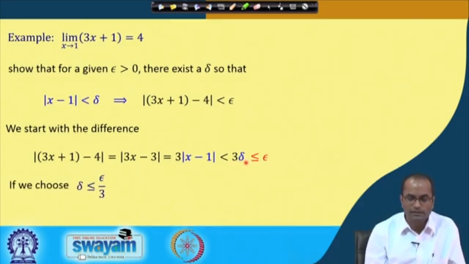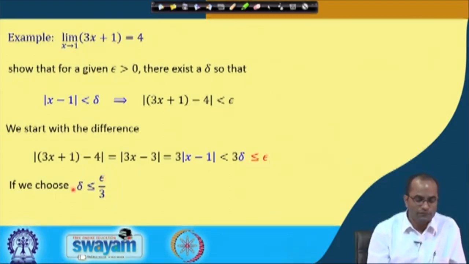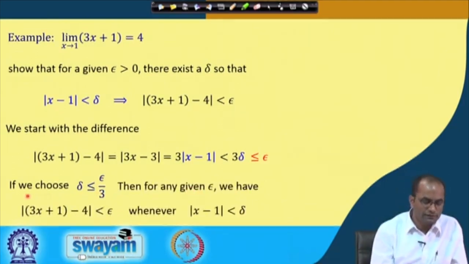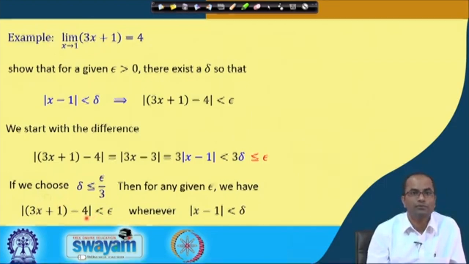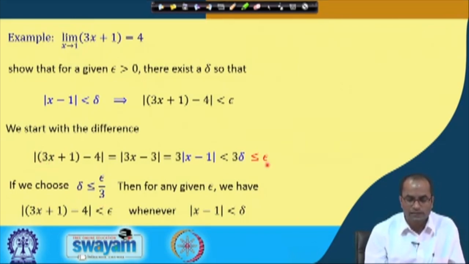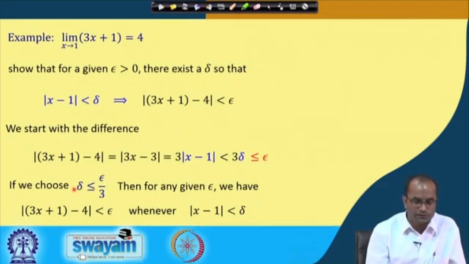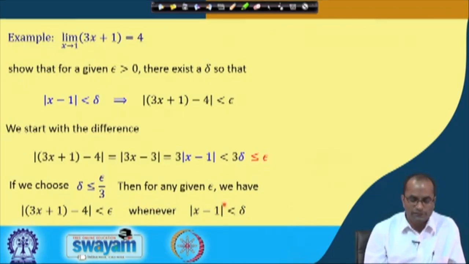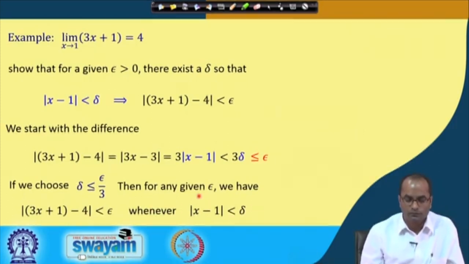So, if for a given epsilon we choose this delta less than or equal to epsilon by 3, then we have this relation that the difference between 3x + 1 and 4 is less than epsilon, which we have just seen here. This difference is less than epsilon because of this relation. We can choose delta less than epsilon by 3, and then this difference will become less than epsilon for all x from this delta neighborhood of 1.